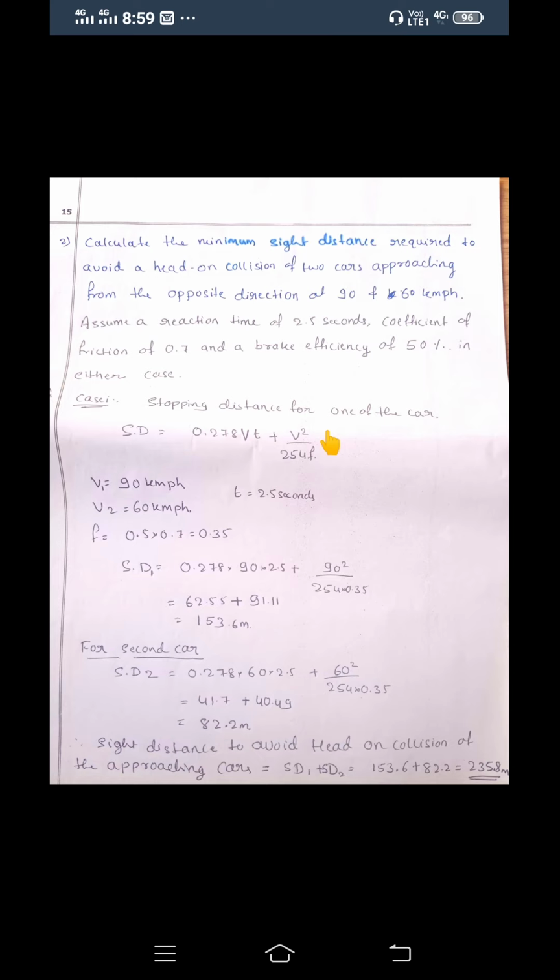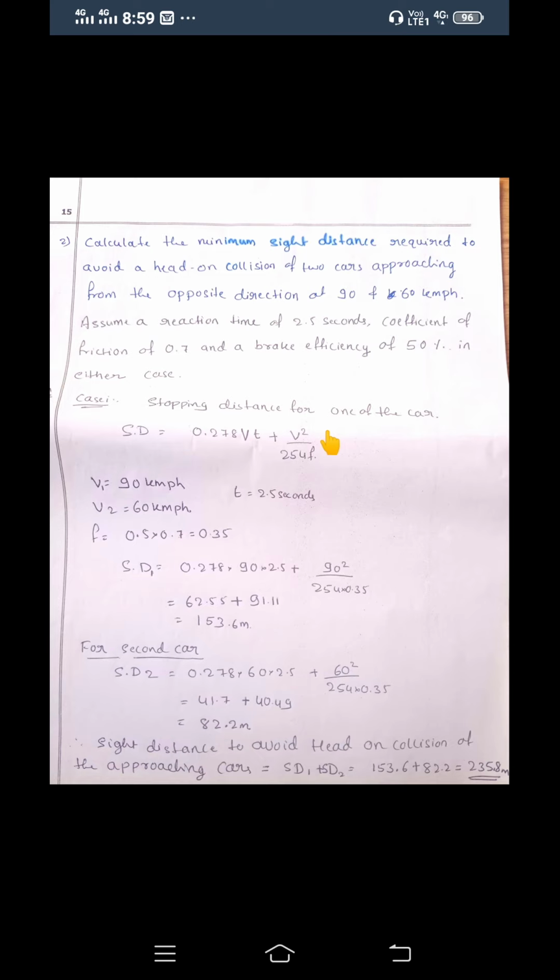Here the given data in this question is: we have two vehicles with two different speeds, V1 is 90 km/h and V2 is 60 km/h, the reaction time t is 2.5 seconds, and the coefficient of friction is 0.7. The brake efficiency is 50%, which is related to our friction itself. So your f is equal to 50%, that is 0.5 into 0.7, so f becomes 0.35.